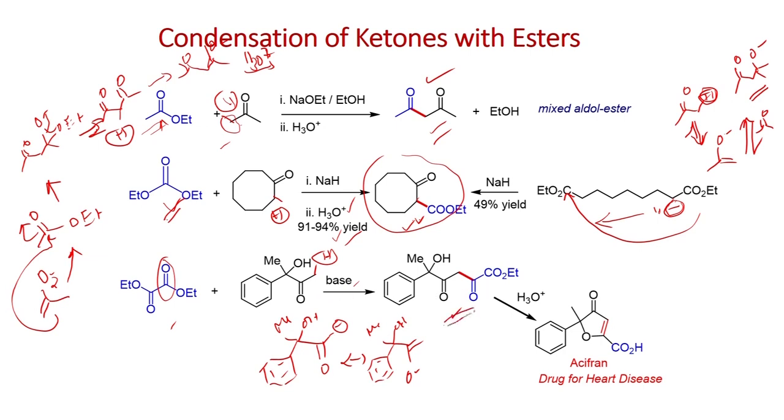Once you form this beta keto ester, this can be further converted into this cyclic ether as a product by acid hydrolysis. When you do acid hydrolysis, it can undergo protonation that can lead to intramolecular cyclization to give the cyclic ether. At the same time, the ester also can be converted into carboxylic acid by the acid hydrolysis to give this aciferin, which we use as a drug for heart disease.